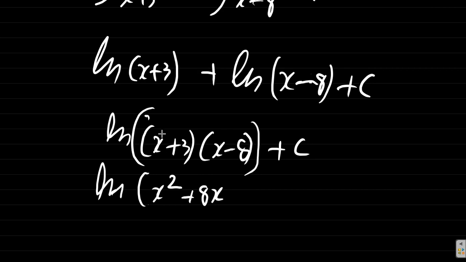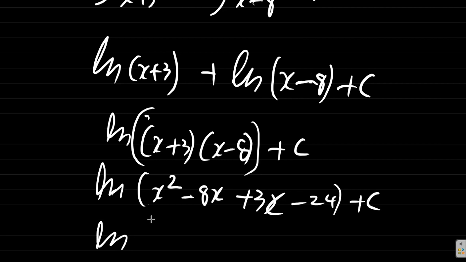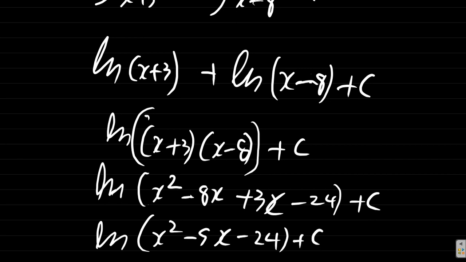So x times negative 8 will be negative 8x. Then 3 times x, you have plus 3x, and 3 times negative 8 is minus 24, plus c. So the answer is ln of x squared, and this is minus 5x because negative 8x plus 3x is negative 5x, minus 24, plus c. ln of x squared minus 5x minus 24 plus c is what we get.